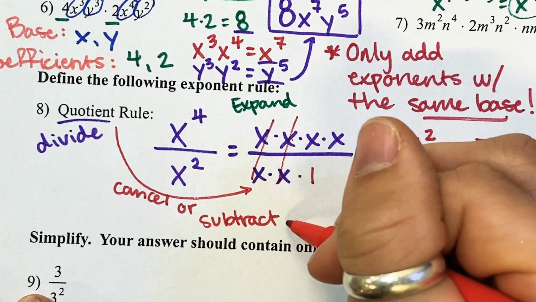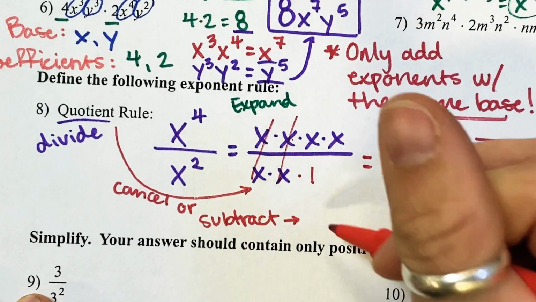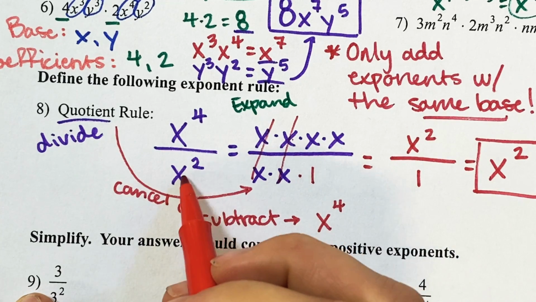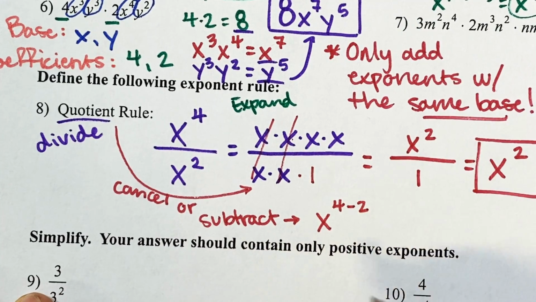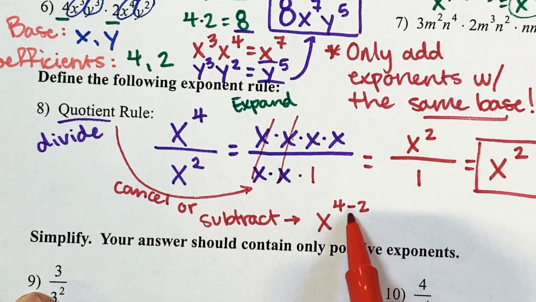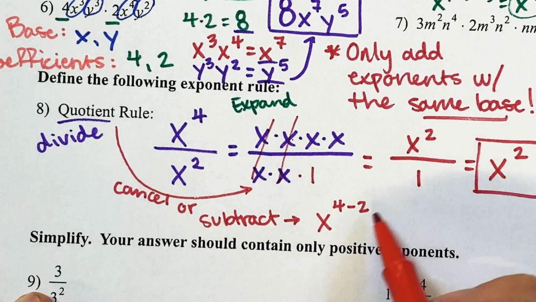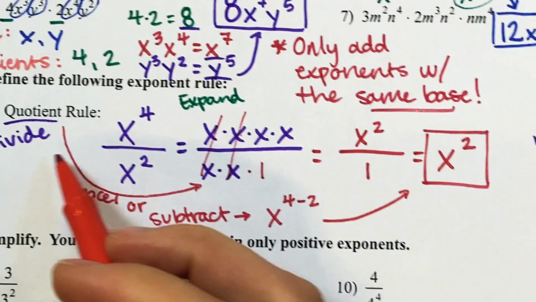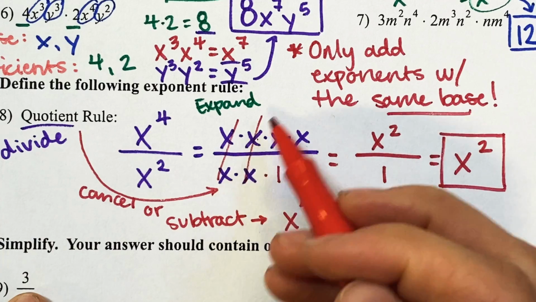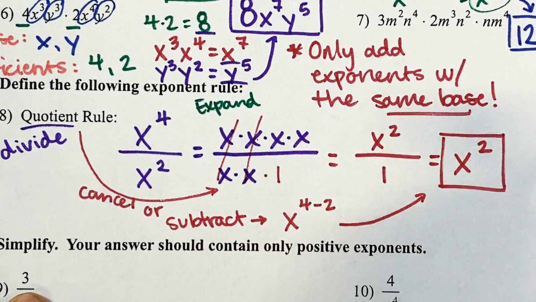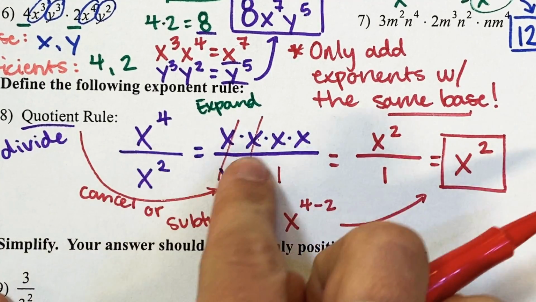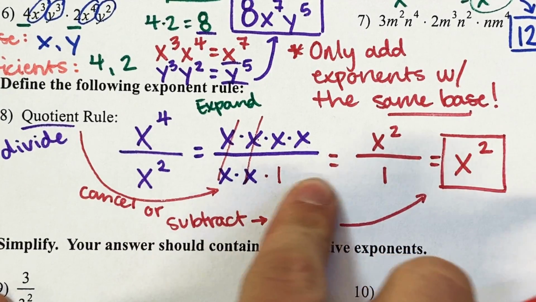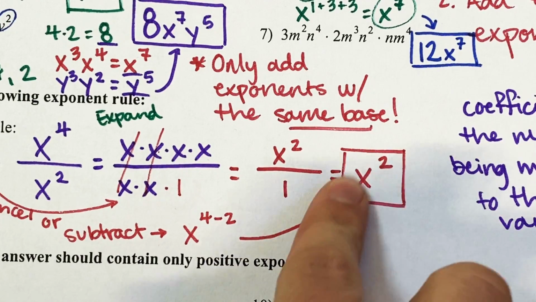Let's say we want to go into subtraction more. X to the 4th on top minus X squared on bottom. What is X to the 4 minus 2? What is 4 minus 2? It's 2, right? And we got X squared. So with quotient rule, you're either thinking cancel them out, which is really the same thing as subtract. I personally like canceling out better. I can see that there's 2 left on top. There's 1 left on bottom, which really just means X squared.